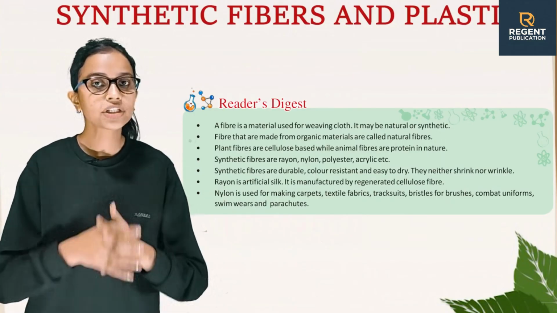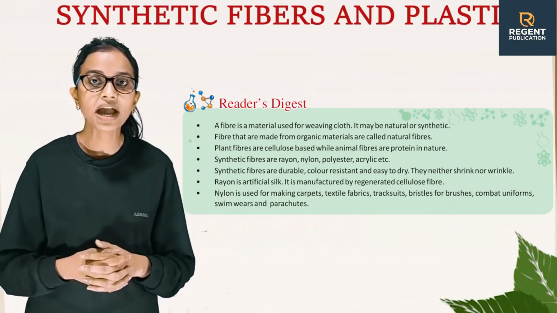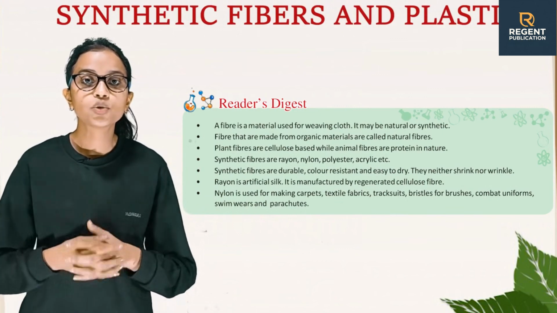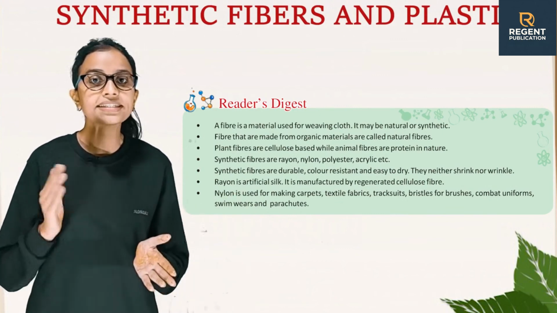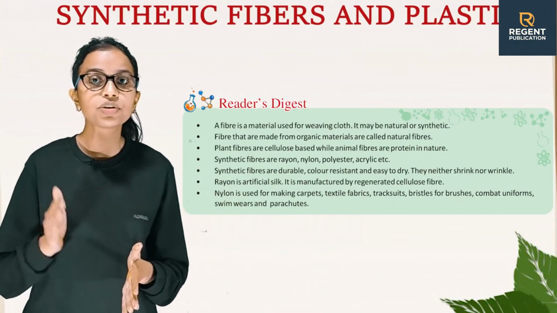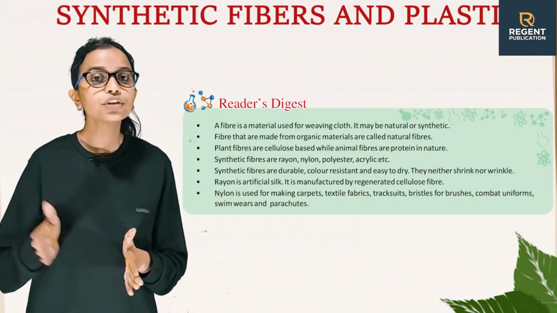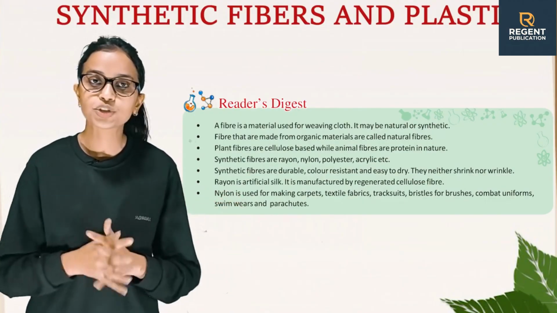Rayon is artificial silk. It is manufactured from regenerated cellulose fiber. Nylon is used for making carpets, textile fabrics, tracksuits, bristles for brushes, combat uniforms, swimwear and parachutes.